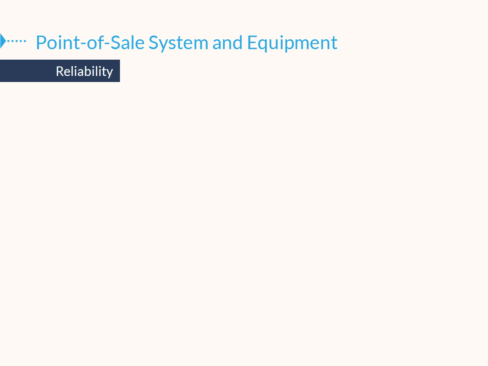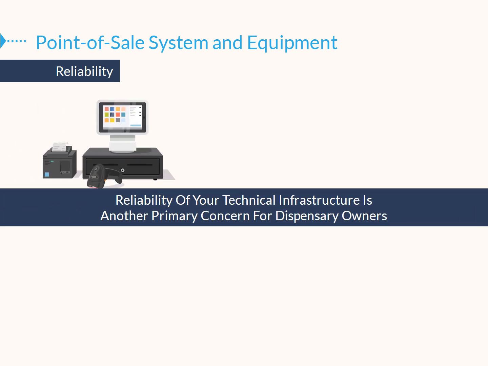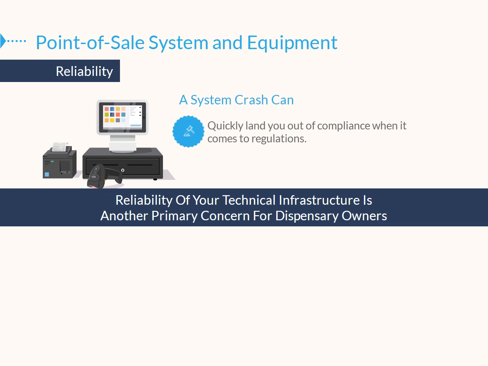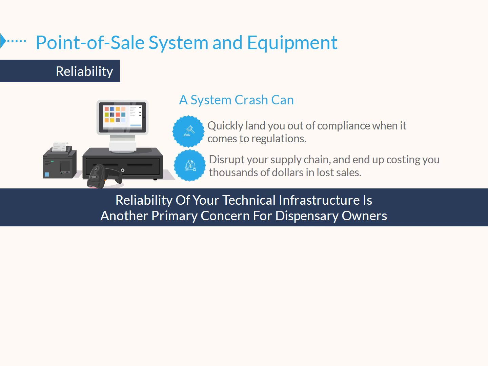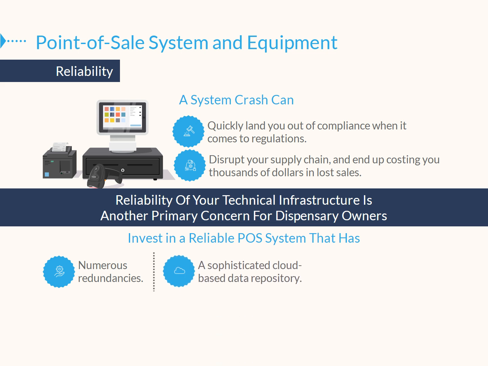Reliability. The overall reliability of your technical infrastructure is another primary concern for dispensary owners. A system crash can quickly land you out of compliance when it comes to regulations, disrupt your supply chain, and end up costing you thousands of dollars in lost sales. Invest in a reliable POS system that has numerous redundancies, a sophisticated cloud-based data repository, and an offline mode so that you are fully prepared to continue operations even on your busiest days.